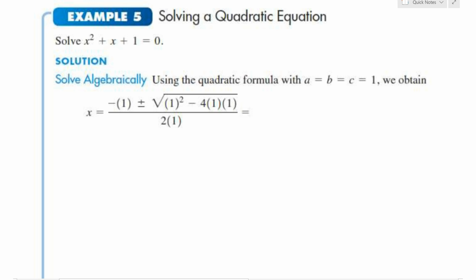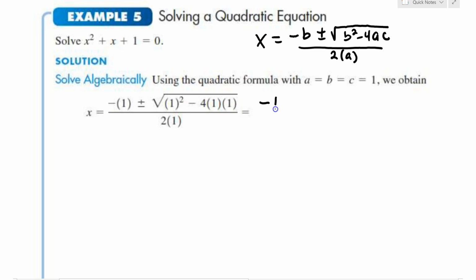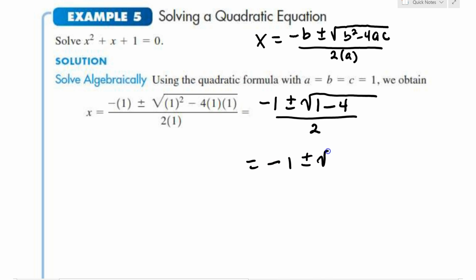We're going to use the quadratic formula to solve this quadratic. We do know that x equals negative b plus or minus square root b squared minus 4 times a times c, divided by 2 times a. So we know that a and b and c are all 1. So that's why you have negative 1 plus or minus square root of b squared minus 4 times 1 times 1, divided by 2. So I have negative 1 plus or minus square root, 1 minus 4 gives you negative 3, divided by 2.